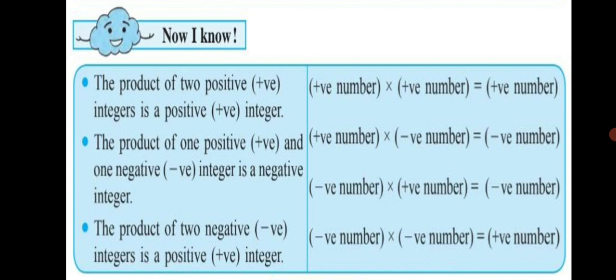That means just like when we had addition of integers: same signs, operation is addition; different signs, operation is subtraction. So here in multiplication, same signs, the answer is positive. And if different signs are there for the numbers, then the answer will have a negative sign.